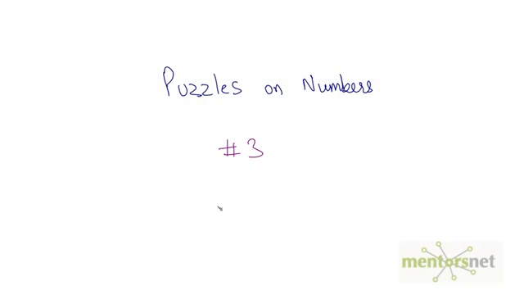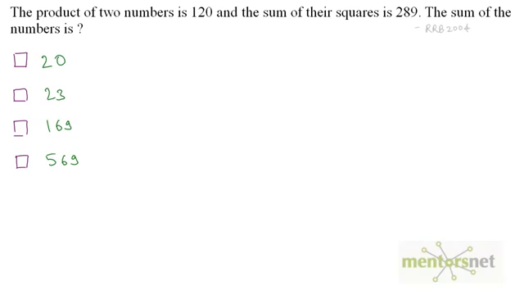Puzzles on numbers, and this is video number 3. Let's solve the first question. The product of two numbers is 120 and the sum of their squares is 289. The sum of the numbers is?